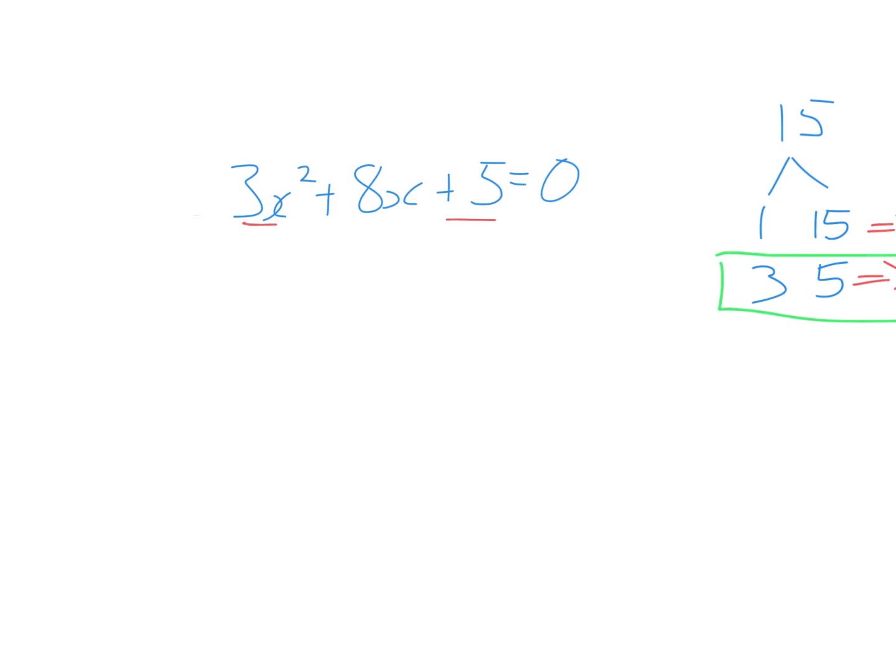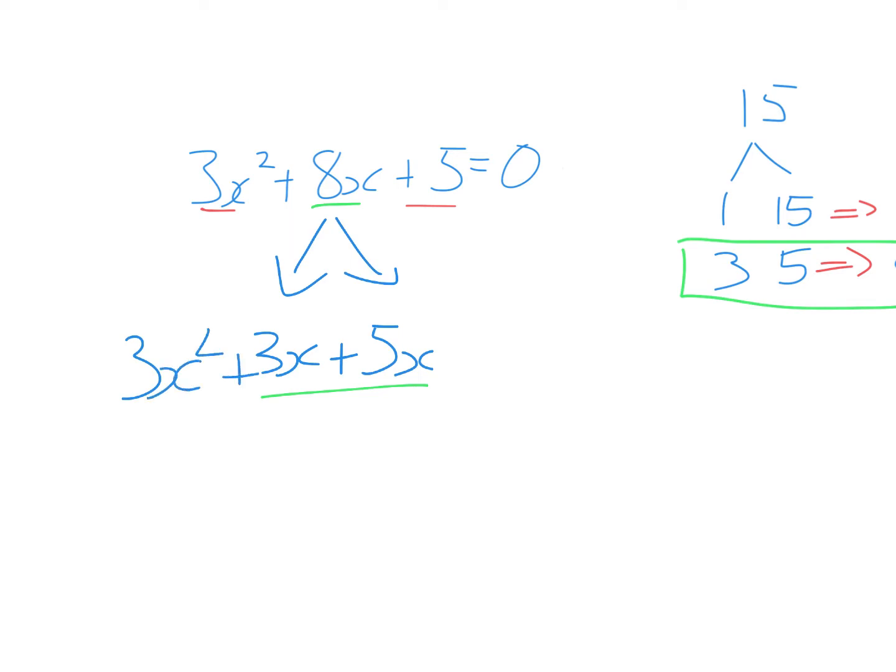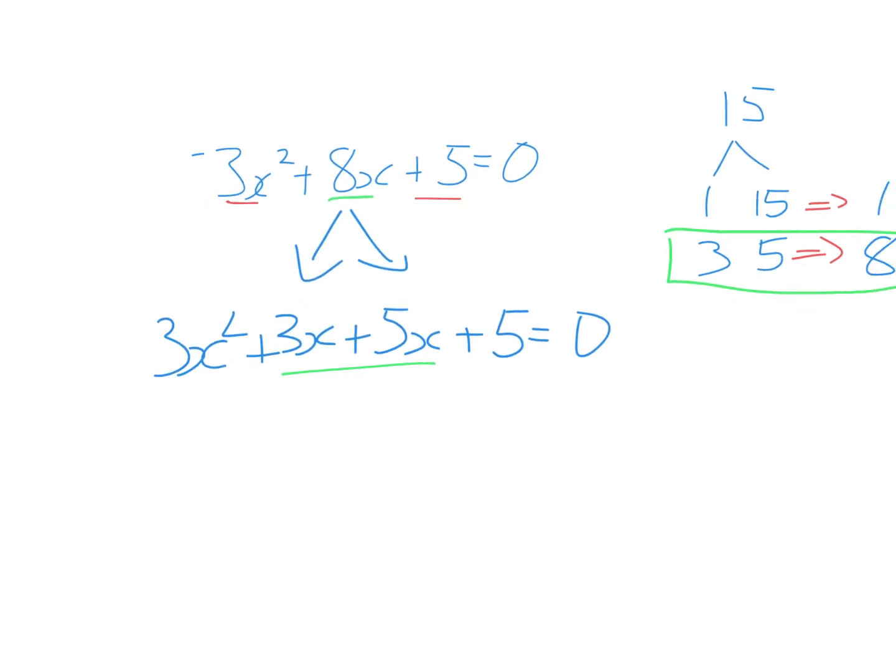Now there's a few more steps involved this time. What we're going to do is split up our 8x into a 3x plus a 5x. So 3x plus 5x does give us 8x. We're not doing anything crazy here, right? We've just changed the way it's written. And then we're going to write our 3x squared here, and our plus 5 at the end here, and it's equal to 0. So 3x squared from here, 5 from here, and our 8x gets split up.